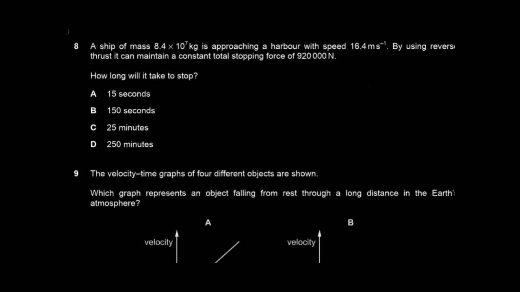A ship of mass 8.4 into 10 to the power 7 kg is approaching a harbor with a speed of 16.4 meters per second. By using reverse thrust, it can maintain a constant total stopping force of 920,000 Newton. How long will it take to stop? So we know that in a ship there is no brake because there is no wheel in the ship. The speed of the ship is decreased by applying anti-thrust or the reverse thrust. So how can it be applied?